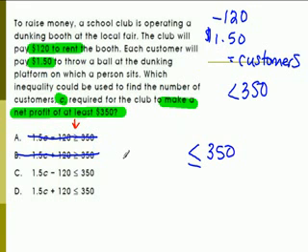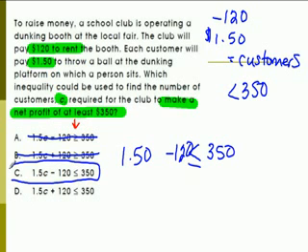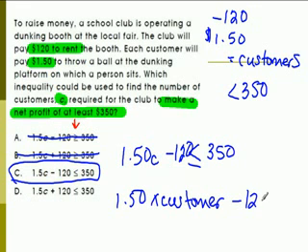Now, we have to figure out each customer is paying $1.50, and then they had to pay $120 to rent it, so we know that we're going to have to subtract $120. Just knowing that much, you should be able to figure out that it's C. You see it has a C here for customers. So this is $1.50 times the customer minus 120 has to be greater than or equal to $350.